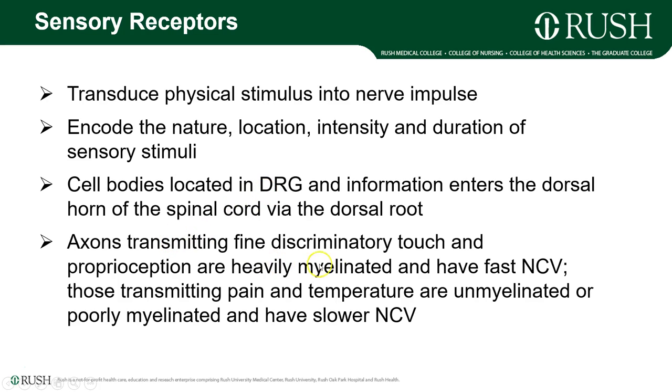Axons transmitting very fine discriminatory touch as well as proprioception are highly myelinated. They need to be allowed to conduct the impulses at a fast rate. On the other hand, sensory impulses coming for pain and temperature are unmyelinated. For that reason, they have a slower conduction velocity.